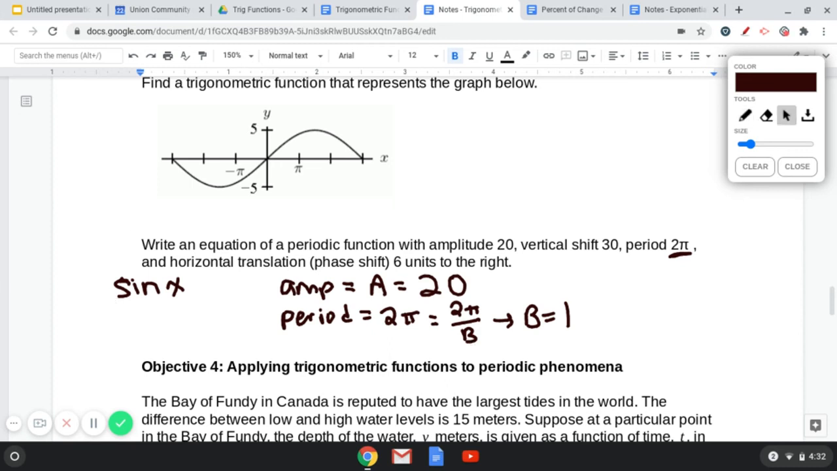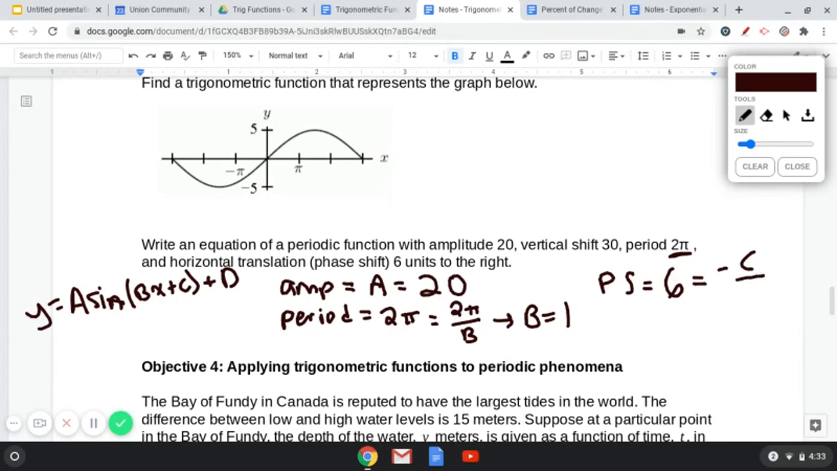So over here, I guess I should write y equals a times the sine of bx plus c plus d. So we're really trying to find a, b, c, and d. We found a, and now we found b. Now the phase shift, we're trying to find a phase shift of 6 units to the right, so that'll be a positive 6. And we know that phase shift equals negative c divided by b.